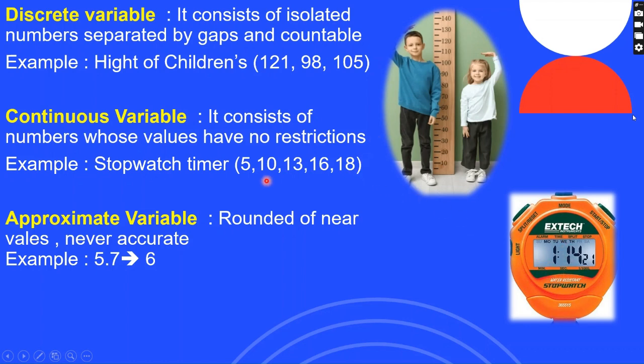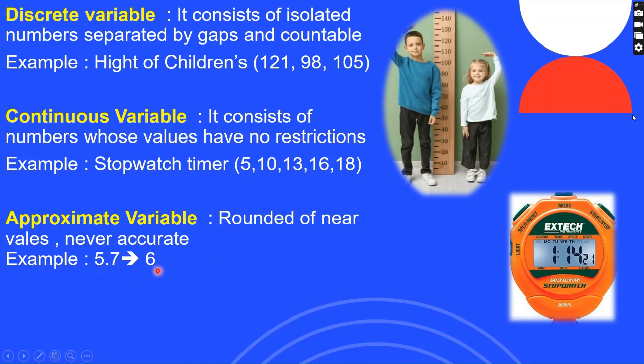The second one is a continuous variable. The stopwatch is the best example of a continuous variable, where it starts from 0 and moves on to infinity whenever we need. There is no restriction on the end of a continuous variable.